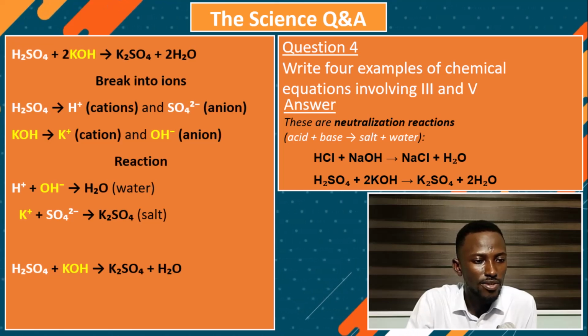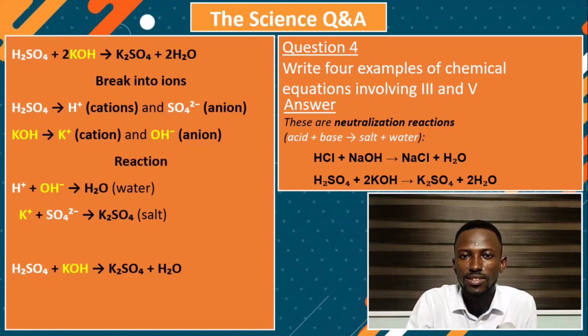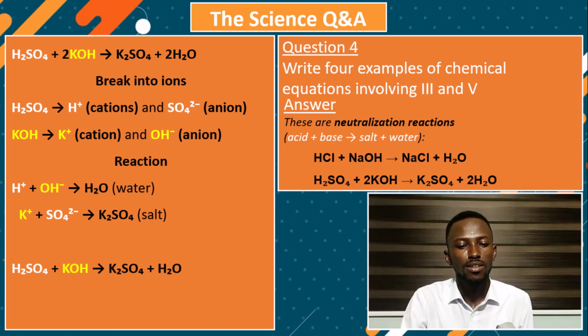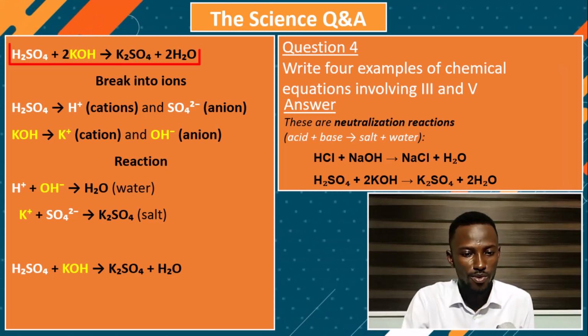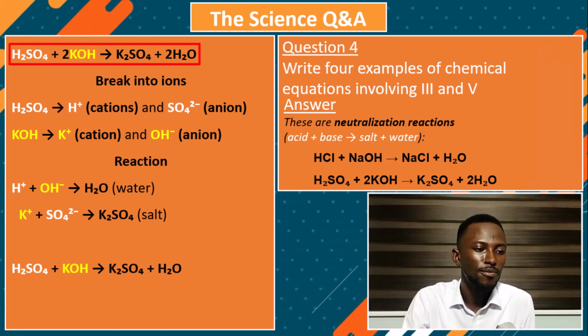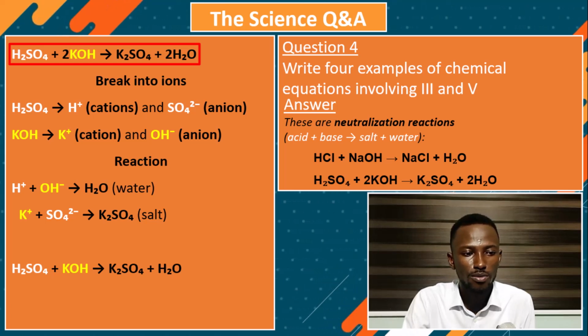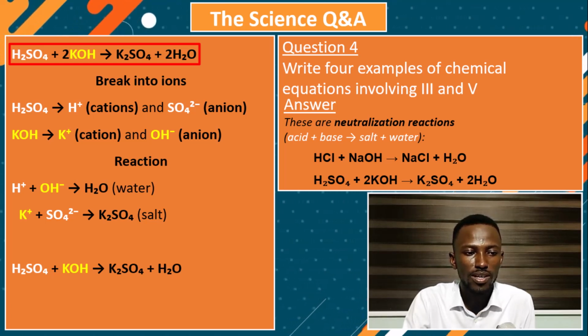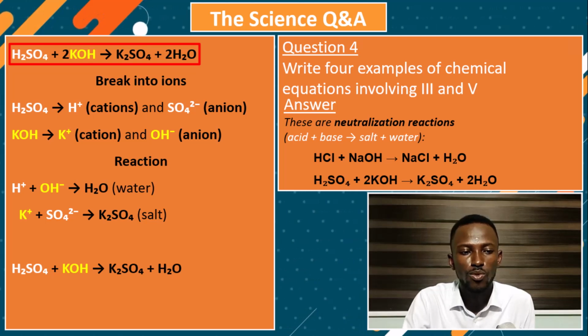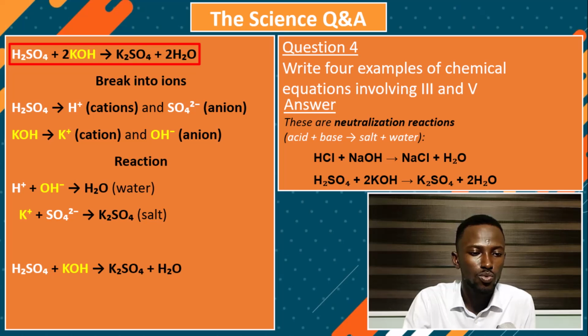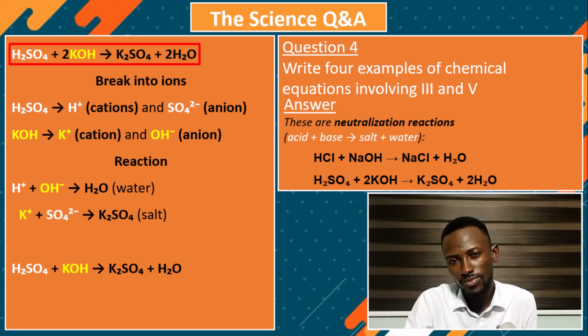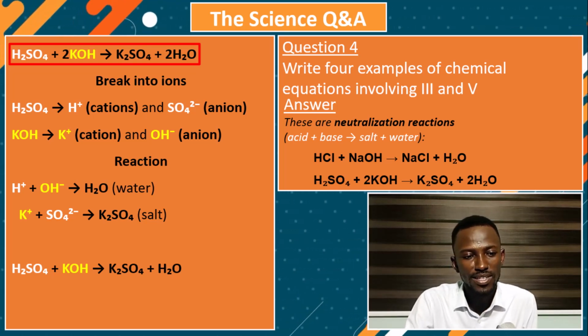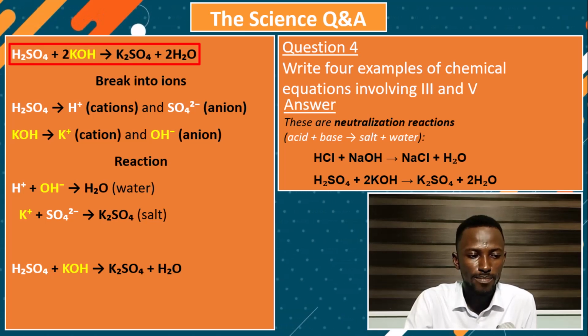So we have this reaction. Same explanation. We are on the second one, of course. Take note of that. So you have H2SO4 plus 2KOH going into K2SO4 plus 2H2O. So how did this equation come about?